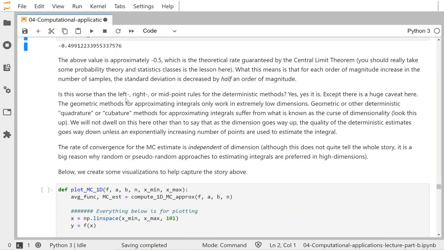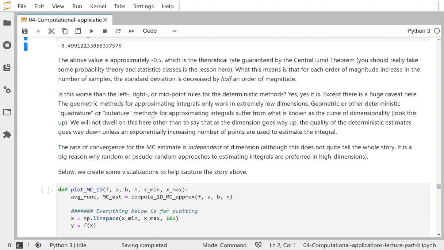So the question is, is this worse than the left, right, or midpoint rules for the deterministic models? Yes, it is. Except there is a huge caveat here. The geometric methods for approximating integrals only work in extremely low dimensions. Geometric or other deterministic quadrature or cubature methods, as they're known, for approximating integrals suffer from what is known as the curse of dimensionality. You should look this up.